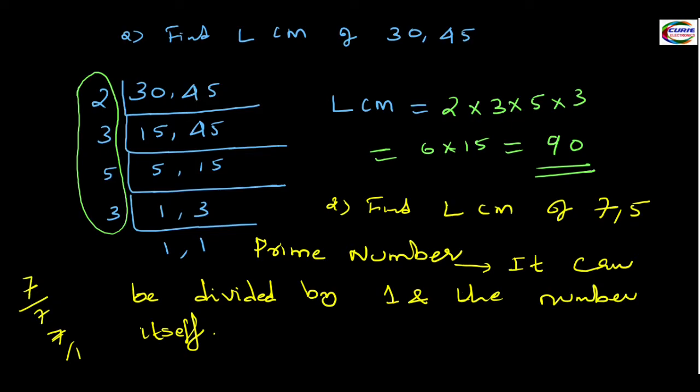So when you have two prime numbers, what is the LCM? You have to multiply all those numbers, and you will get the LCM. 7 multiplied by 5 equals 35. So 35 is the LCM. This is how you find LCM. Now we will solve one simple question.